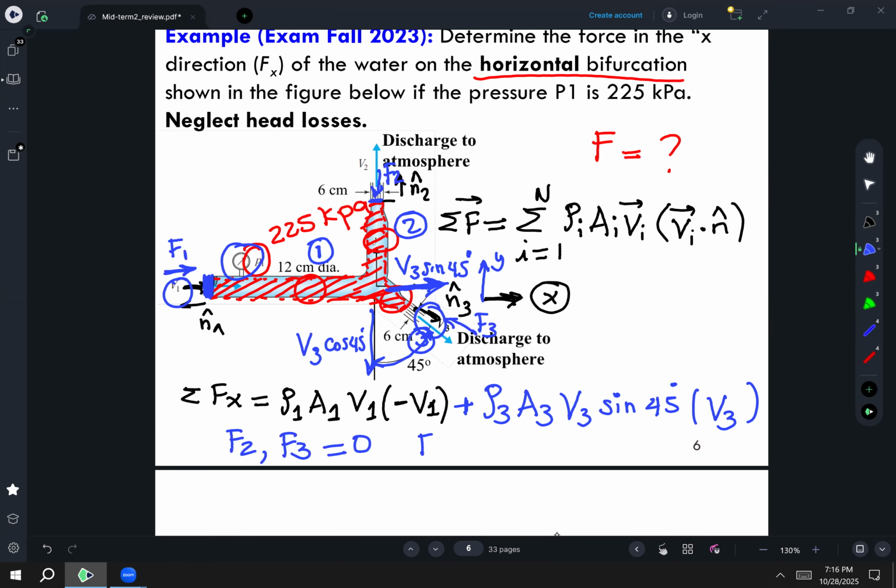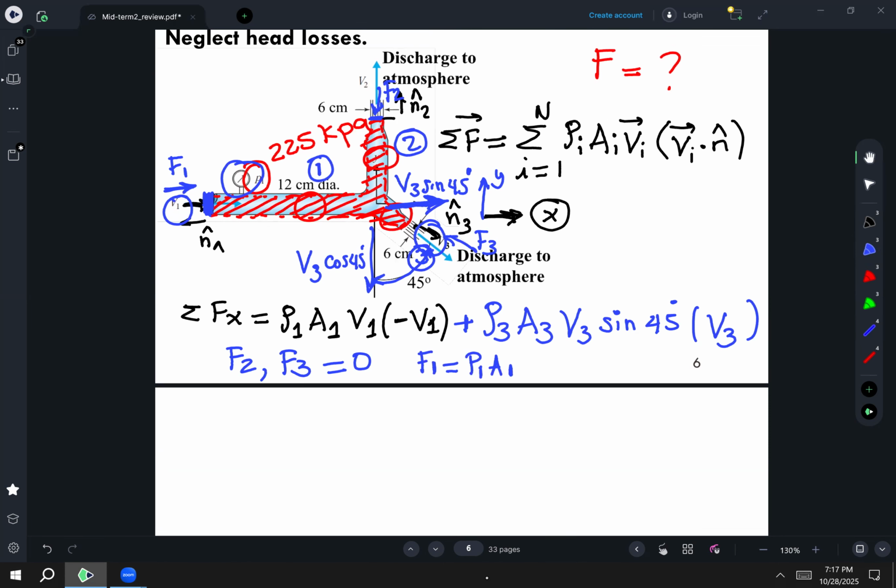However, F1 will be equal to pressure 1 times area 1, and pressure 1 will be equal to 225 kilopascals. Okay, so we can write this then in the following manner. Sum of forces in x: F1 is going to be positive because it's in the positive x direction. So it's going to be F1 positive. Okay, and then we have nothing else because F2 and F3 are all 0.